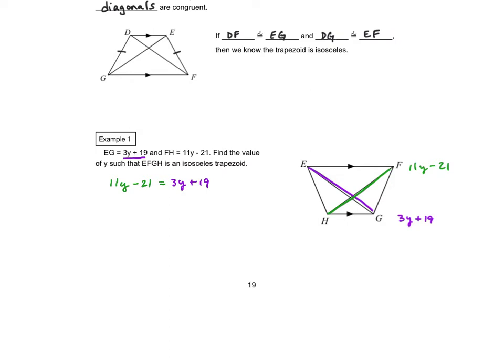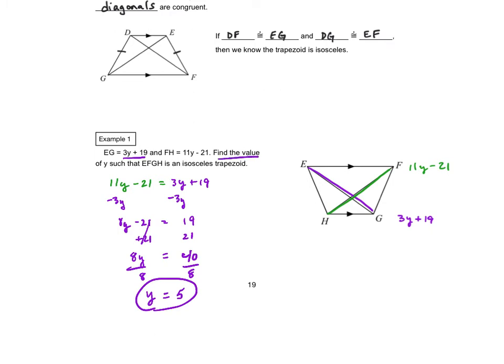Now I could combine like terms and solve. So I subtract 3y from both sides, and I have 8y minus 21 is equal to 19. I add 21 to both sides, and then I have 8y is equal to 40. Divide both sides by 8, and y is equal to 5. Now, it says find the value of y such that EFGH is an isosceles trapezoid. It turns out that if y is equal to 5, then yes, we will have an isosceles trapezoid.